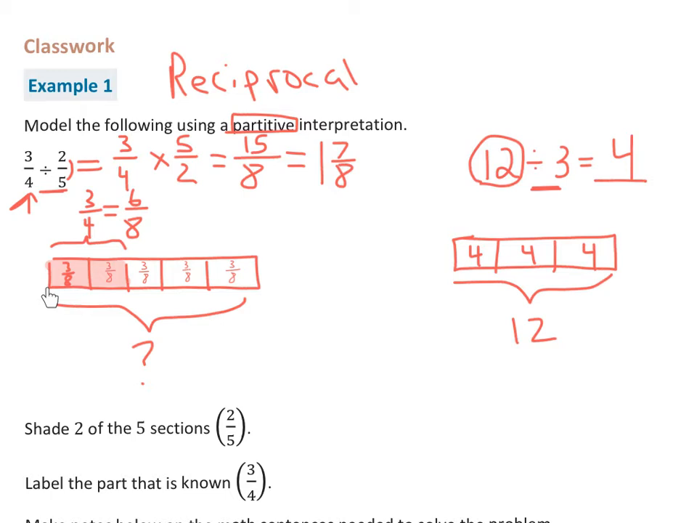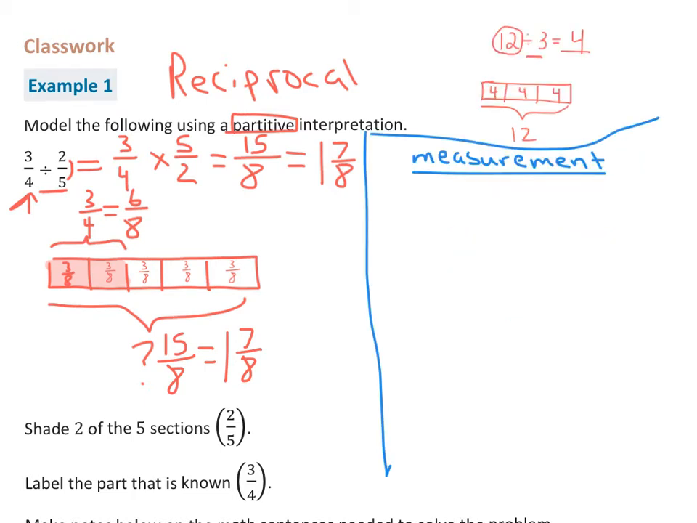I can then find my total, my missing number, by combining all the 3/8 5 times, which of course 3 times 5 is just 15. And they are all still the size of 8ths. And 15/8 will transfer into 1 7/8 as I realize I can take 8/8 out of there, and that leaves me 7/8. So that's one method. That's the partitive method.